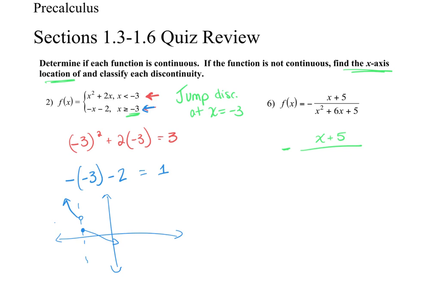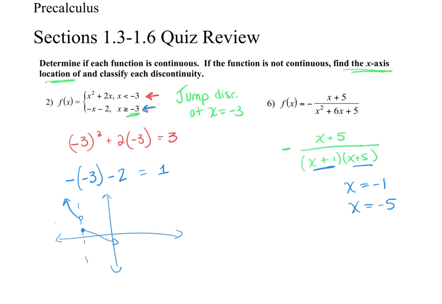How do I factor x squared plus 6x plus 5? What are my two numbers that add up to 6 that multiply to give me 5? Yep. So I'm going to have two problems in the denominator, right? Two types of discontinuities. What two numbers will cause a problem in the denominator? What's going to cause a problem here? -1 there, yep. And here's -5.